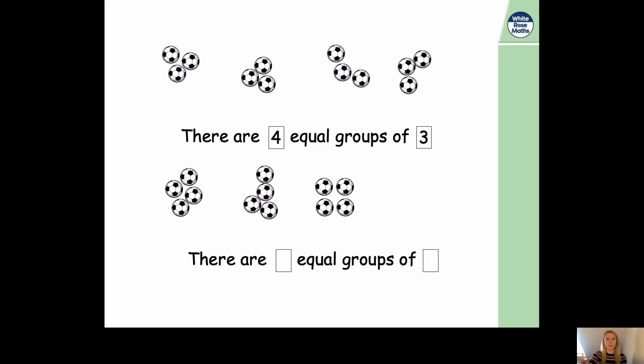So, they've made some more groups with these footballs. How many groups are there? Yes, that's right, there's 3 equal groups. And how many are in each group? Well, there's 4 in the first group, and if we know that, then we know there's 4 in each group because they're equal. So, like last time, we can change the numbers round. We have 4 equal groups of 3 and 3 equal groups of 4. Well done if you got that right.